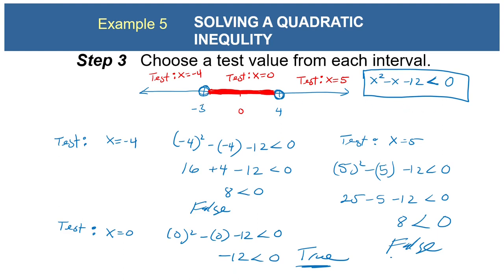inequality. So our solution is just from -3 to 4, but what's our answer in interval notation? Our answer is going to be parentheses -3 to 4 parentheses. This is our solution. Anything from -3 to 4 is going to satisfy x squared minus x minus 12 being less than 0.